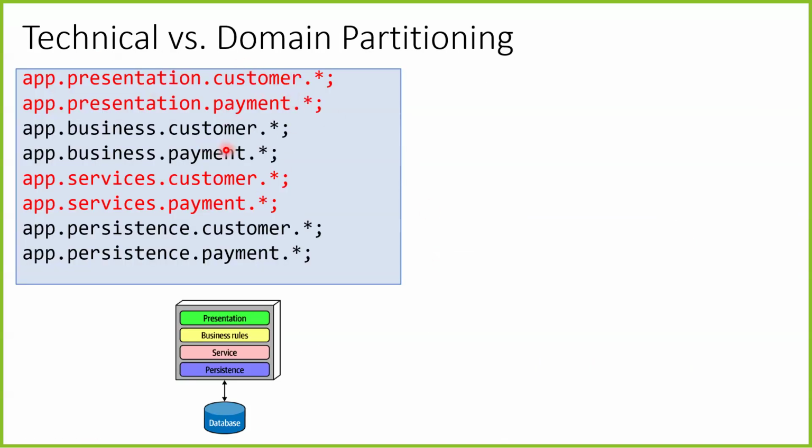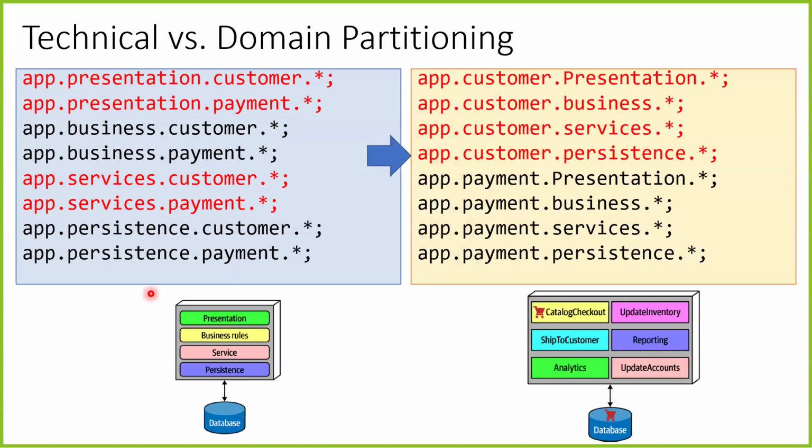So just to save space, I'm just talking about customer and payment. In the presentation layer you have both customer and payment. Then in your business layer you again have both, business.customer and business.payment. And in your service layer, you again have customer and payment. And in the persistence layer, you again have customer and payment. That is technical partitioning. Now let us see what happens in domain-based partitioning.